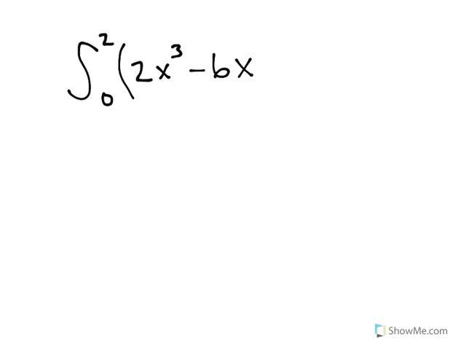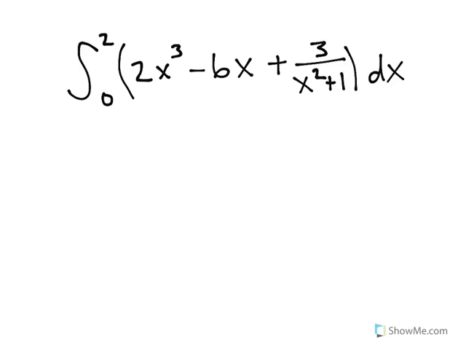2x to the 3rd minus 6x plus 3 over x squared plus 1. Okay, always need that dx on the end. And first, before we worry about the a and the b, the lower bound and the upper bound there, we first need to start out by finding the antiderivative.